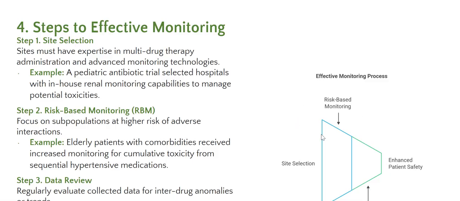Step two would be, as here in the diagram, risk-based monitoring, RBM. Focus on subpopulations at higher risk of adverse interactions. Example, elderly patients with comorbidities received increased monitoring for cumulative toxicity from sequential hypertensive medications. Step 3, data review. Regularly evaluate collected data for inter-drug anomalies or trends. Example, a tuberculosis regimen flagged reduced efficacy for drug 2 due to upstream induction of metabolic enzymes by drug 1.